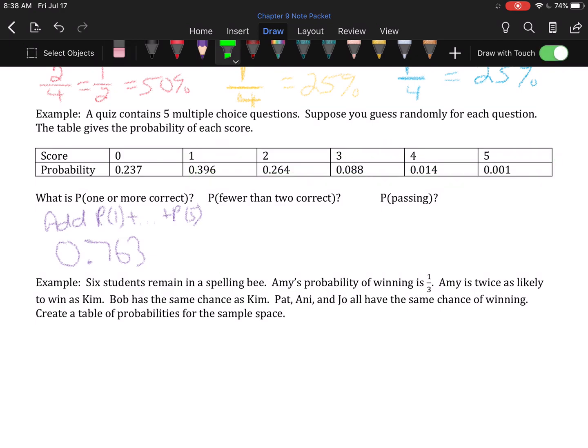Probability of getting fewer than 2 correct. Well, fewer than 2 doesn't include 2, it means less than 2. So we're talking these two now. So fewer than 2 correct would be adding the probability of getting none correct and the probability of getting 1 correct. So we're going to do 0.237 plus 0.396. And here the probability is 0.633.